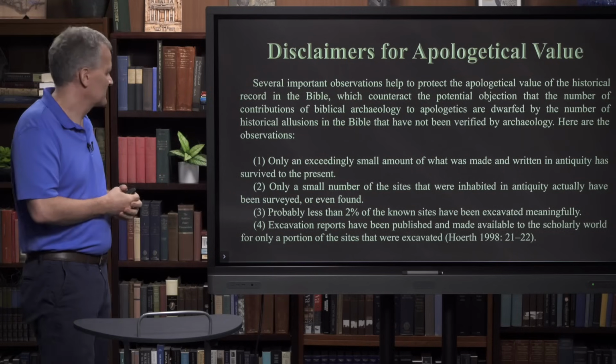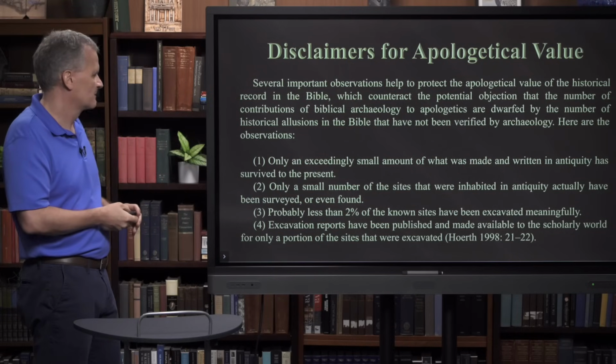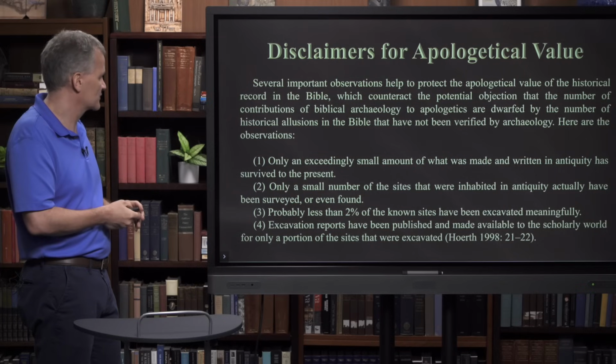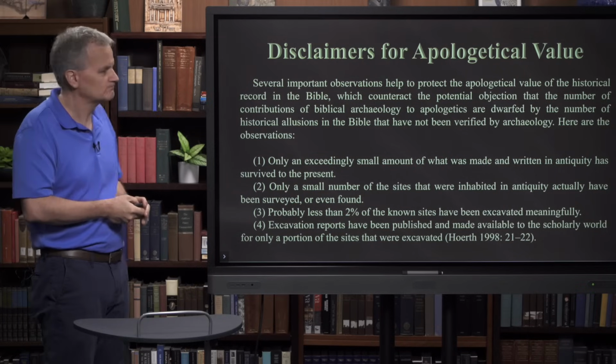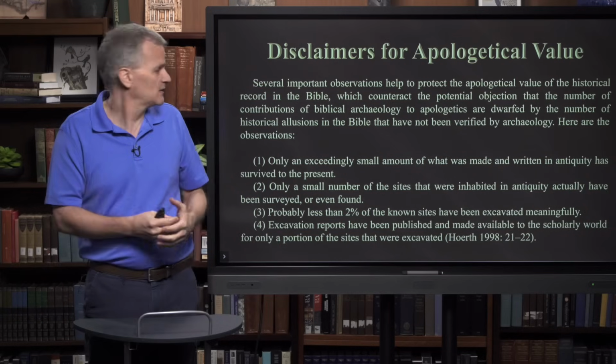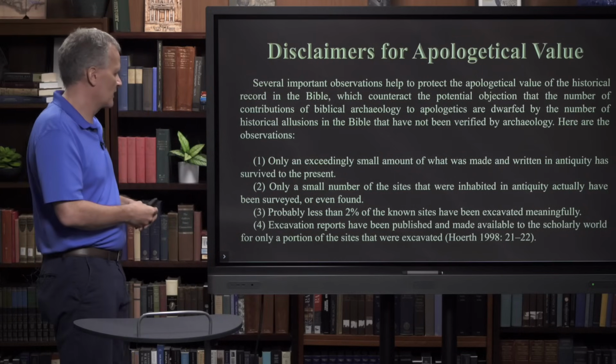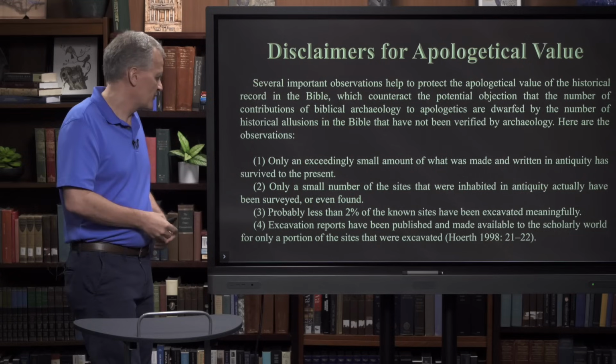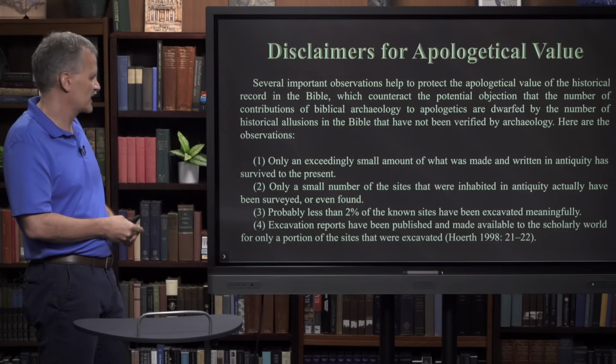That's one limitation. Another limitation: only a small number of the sites that were inhabited in antiquity have actually been surveyed or even found. The Bible speaks of quite a number of cities and towns, and for many of them we have no idea where they are. We have no idea what the original place name was, because it's not like somebody planted a sign there with the name of the site in all kinds of different ancient languages so that people in the future would know this is the certain city that was located here. So we're very limited in knowing where all of the biblical sites were located. Then third, probably less than 2% of the known sites have been excavated meaningfully.